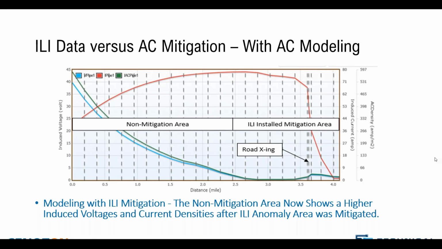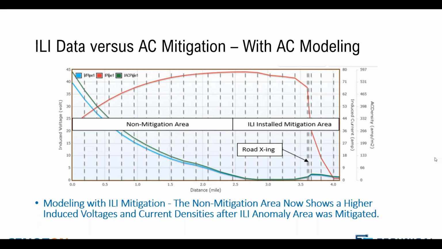Okay, so the mitigation went in, but nothing was looked at here. And when you're looking at a short section of line or a small lateral, that's a big deal, because what you do on one end, guess what happens to the other end? It's like a balloon. You press down on one side and the other side goes up. That's exactly what happened. And so here we are. Now it shows a higher induced voltage and current densities after the ILI anomaly area was mitigated. We don't want to be running like that.